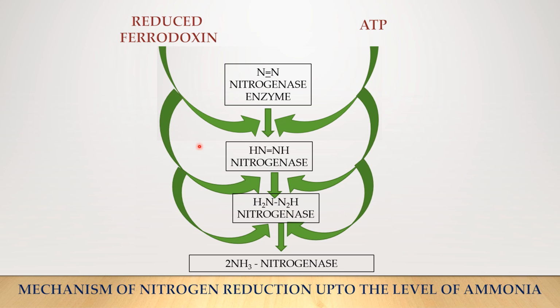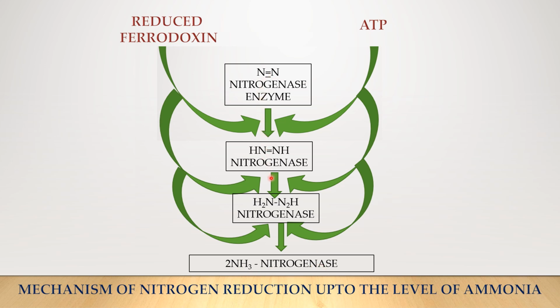So here is a representation of the mechanism of nitrogen reduction up to the level of ammonia. We have seen that there is reduced ferredoxin and then ATP. Reduced ferredoxin provides hydrogens. So the triple bond in the nitrogenase enzyme is initially reduced to NH=NH linked by a double bond, then NH2-NH2 linked by a single bond, which is further broken, and you have ammonia and nitrogenase.